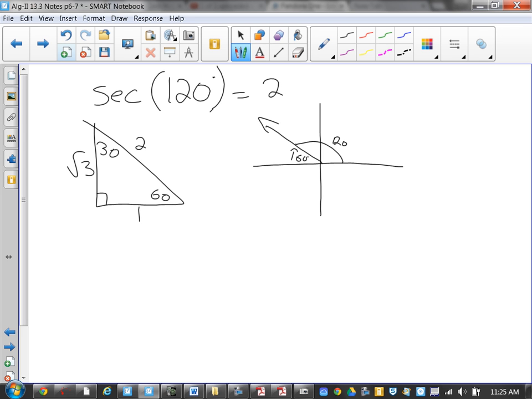But now, what quadrant are you in? Are cosine and secant positive or negative in the second quadrant? They are negative. It's negative because it's the second quadrant. So it says it's 2, but because we know we're in the second quadrant, we have to make it negative. Do your side lengths never change? No. It's just this.